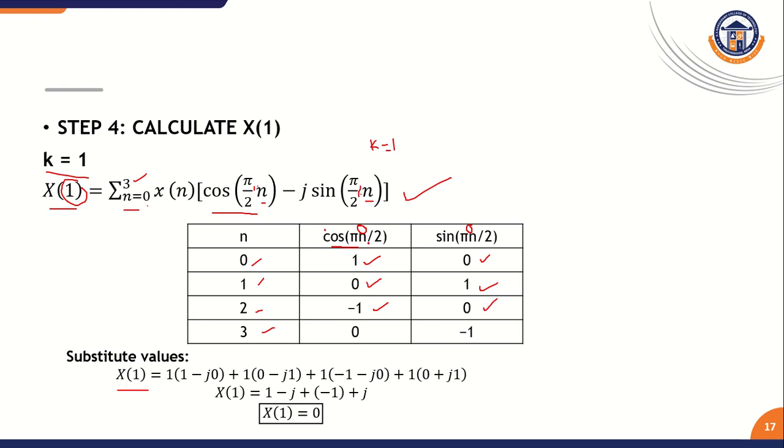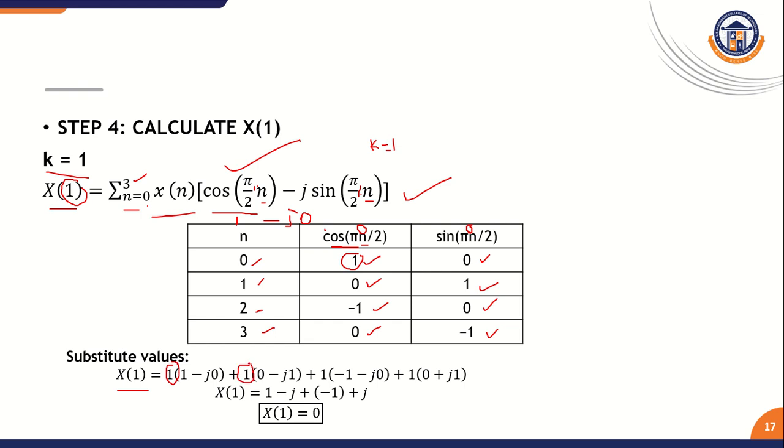Then when n value equal to 3, now this term comes like this, that is cos 3 pi by 2. The cos 3 pi by 2 value equal to 0. What is sin 3 pi by 2 value? Equal to minus 1. Substitute all the values in this equation. That is 1 into 1 minus j into 0.